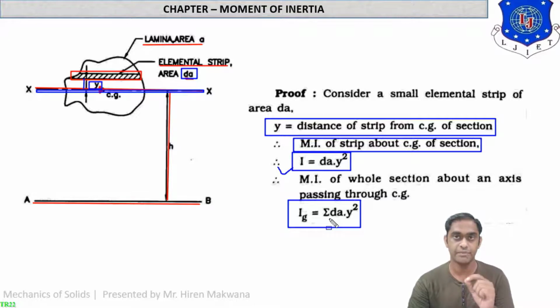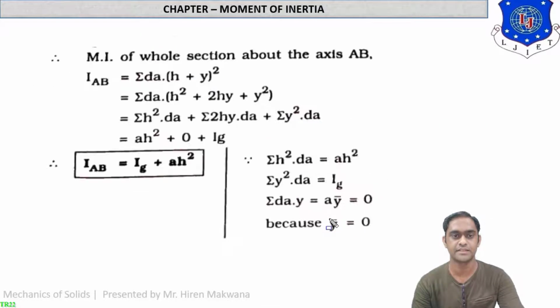Okay, again repeating, what is y? It is the distance of the particular strip from the CG of the lamina. Now let us go ahead. For deriving the moment of inertia, we have to integrate this formula, because this is the formula of a particular strip. We have to integrate this formula like this.